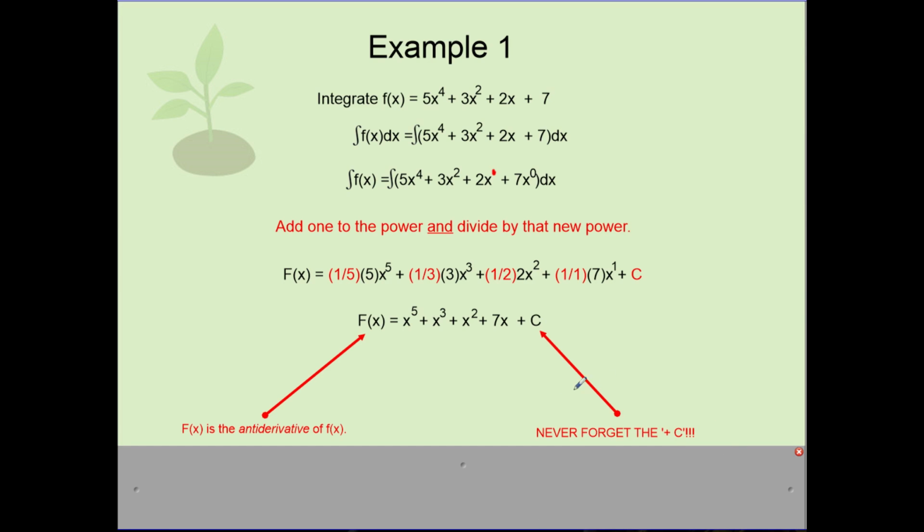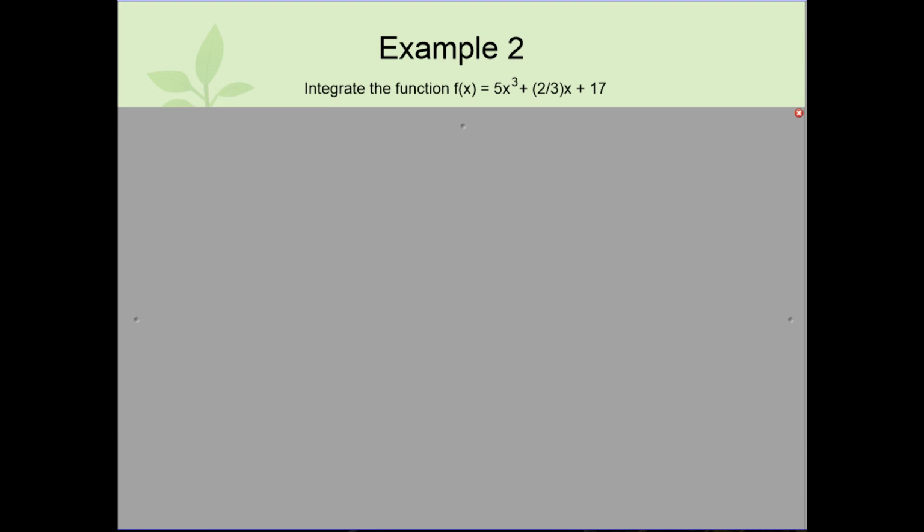And then, of course, never forget the plus c. Like I said, that's an easy thing to remember, but another easy thing to forget. So make sure that you get those on your tests and homeworks, or else it might cost you a point or two. It's an easy point or two. So let's move on to a little bit more ugly of an example.